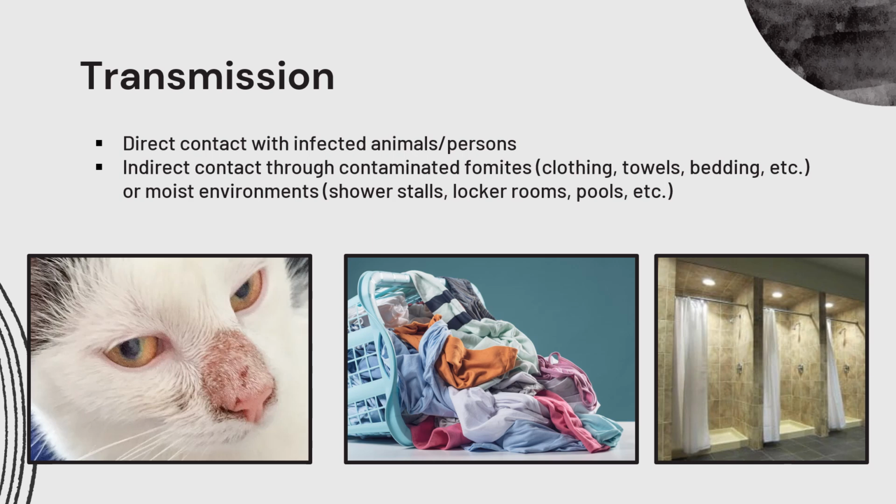Tinea is transmitted through direct contact with infected animals or people, or by indirect contact with contaminated fomites, which include clothes, bedding, towels, and that sort of thing. It can also be transmitted via damp environments like pools, locker rooms, and shower stalls, as the fungi thrive in warm, moist environments.